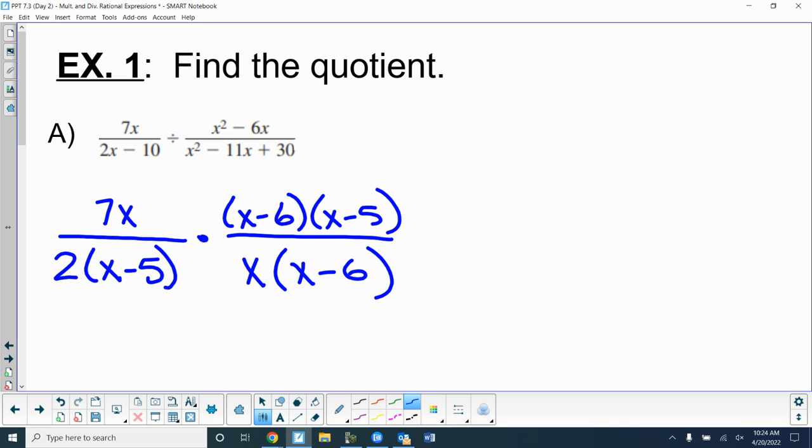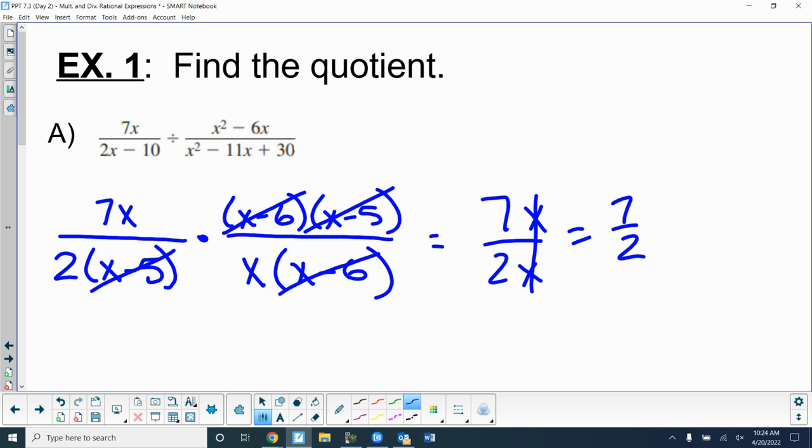So x minus 5s will go away, and x minus 6s, right? What about, since this is 7 times x, and this is 2 times x, right? If I were to, is it okay to cancel the x's? Yeah, it is, because that's multiplication. So the answer to that would be 7 halves. Okay? You know, what x is not allowed to be would be 5, 0, and 6. If I look at those factored parts of my denominators.